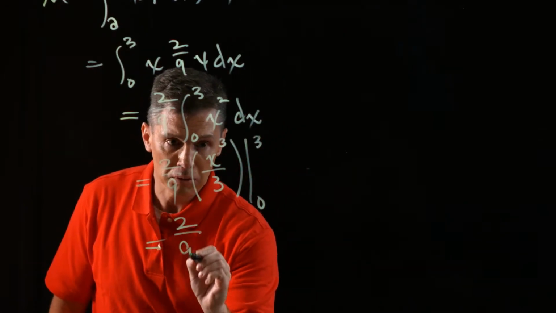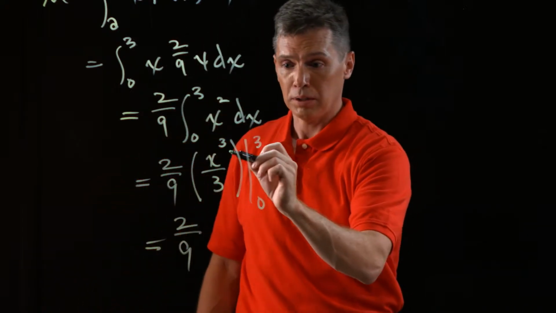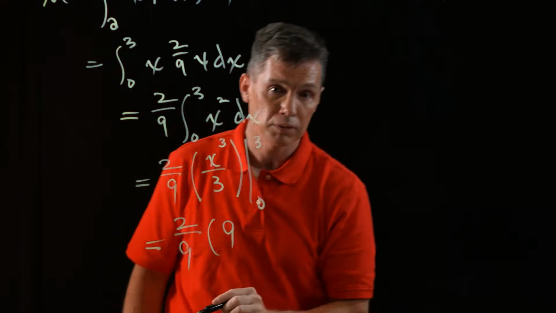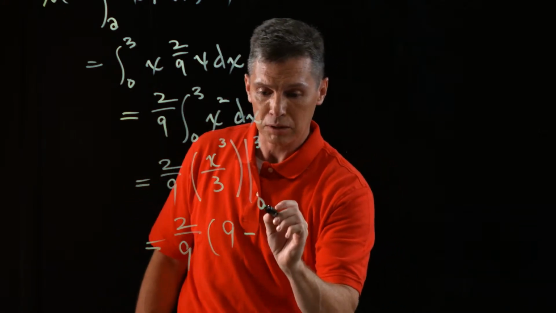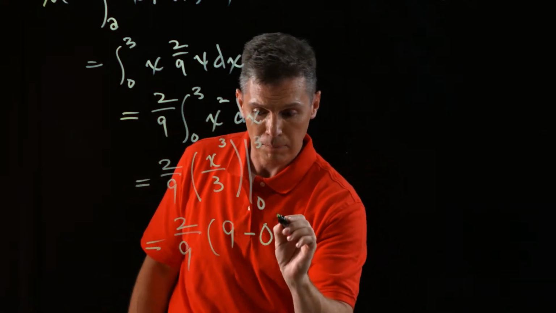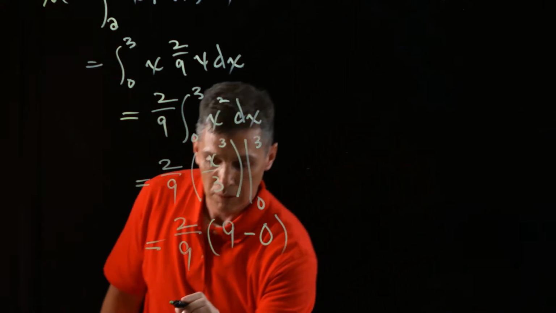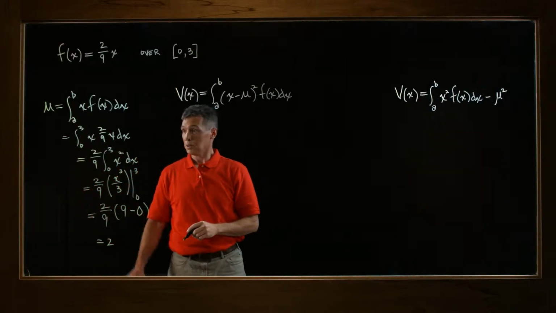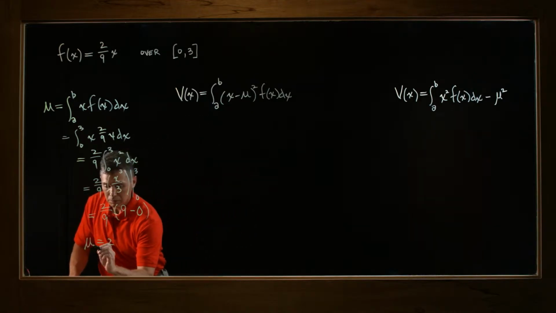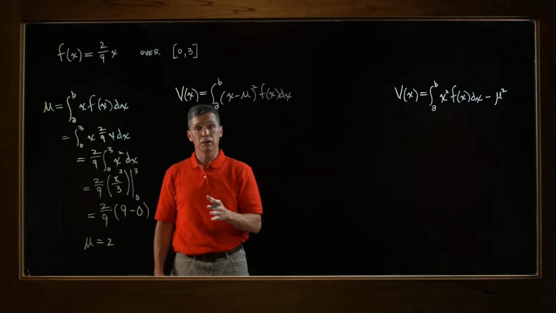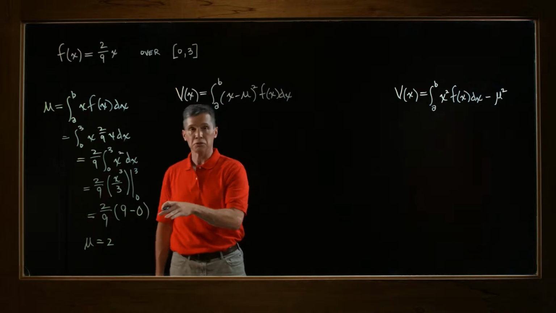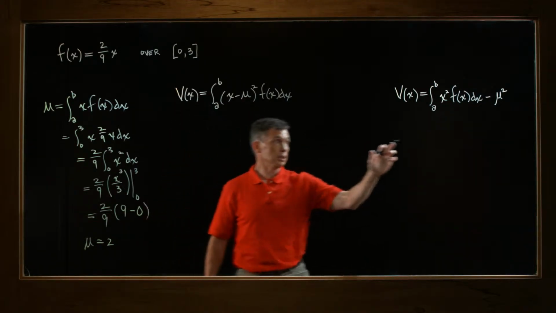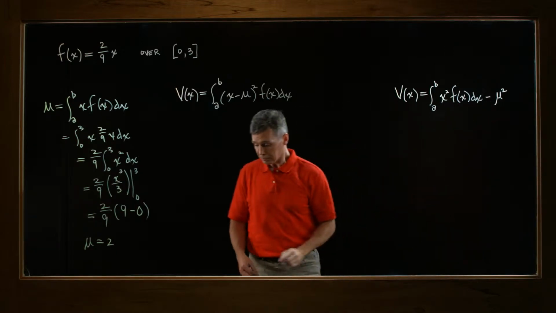Now we'll put in those limits of integration. 3 cubed is 27, but then divided by 3 is 9. And then subtract, put in a 0. That's just 0. This simplifies quite nicely to 2. So our mean equals 2. Again, not told to us in the directions, but we now know to put the 2 in for mu in each of the two formulas. We're going to need that.